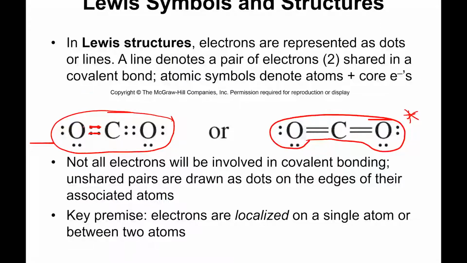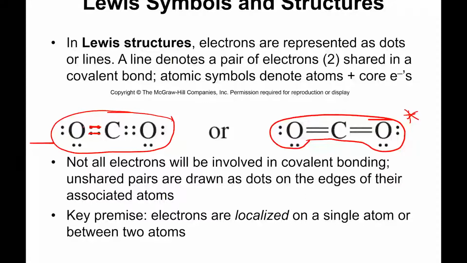The other electrons that are to the side are not shared. They're not bonding. And we also use atomic symbols if we need to denote atoms that have a positive charge or a negative charge if they have extra electrons. Remember, not all electrons will be involved in covalent bonding, just like in our carbon dioxide here. Some of the electrons on the oxygen are not bonding, and they're just sitting to the side of the oxygen. These are non-bonding, unshared pairs that are just drawn as dots on the edge of the atom.